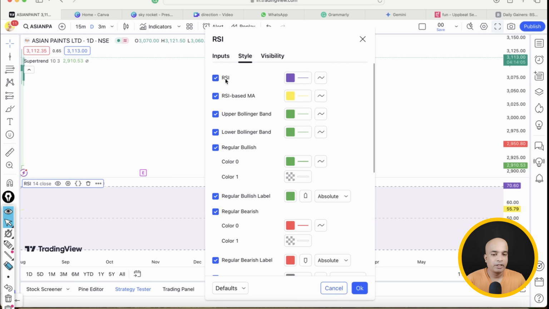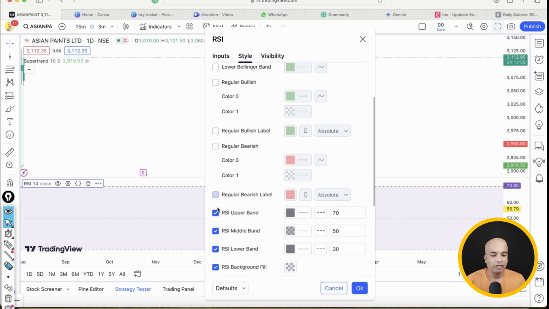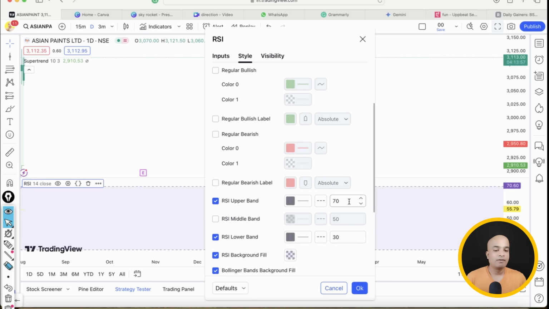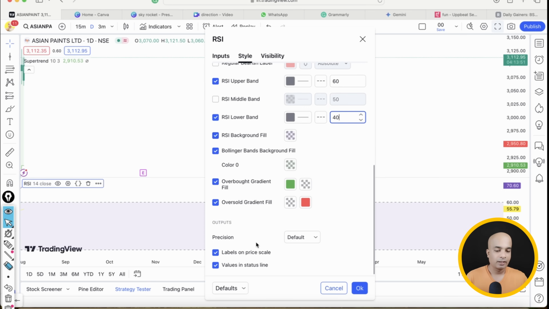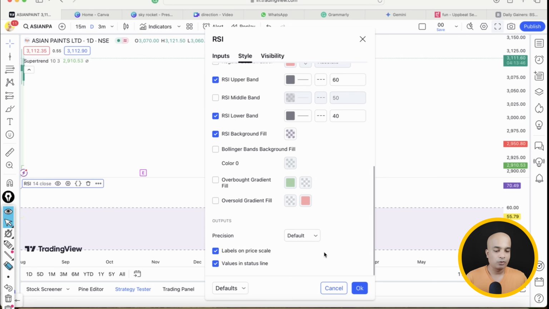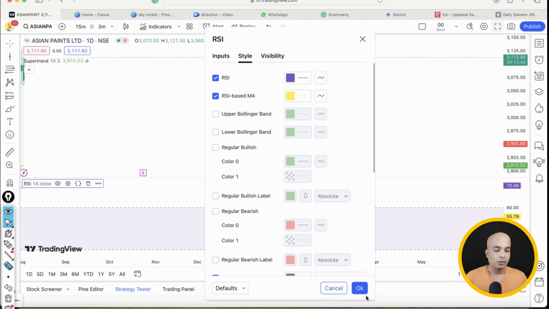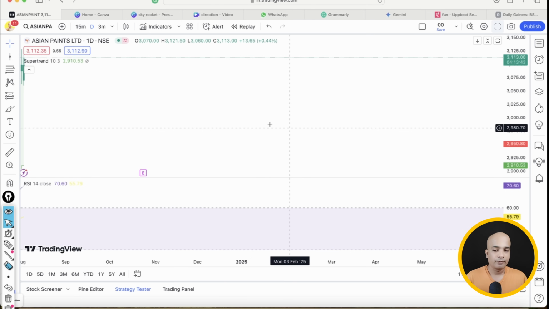So if you come here, for the time being, I will remove everything. Regular bullish label, I don't need all this. I don't need the middle band. I will change the upper band to 60 and the lower band to 40. RSI background fill is okay. I don't need the Bollinger Band fill, overbought, oversold. I don't need anything. Okay, so I'll plot like this.